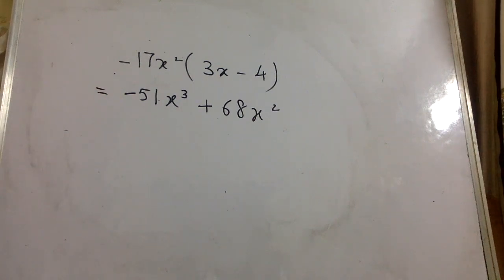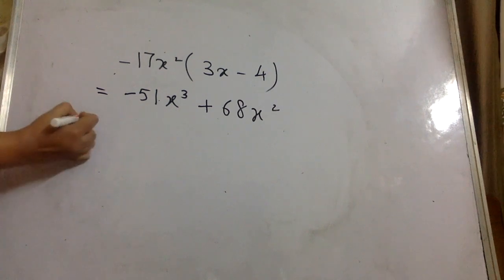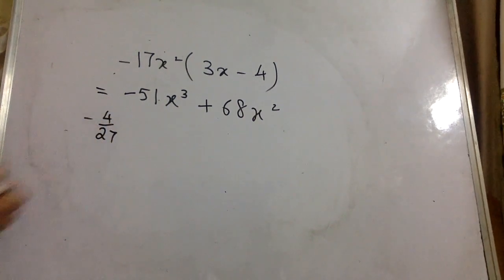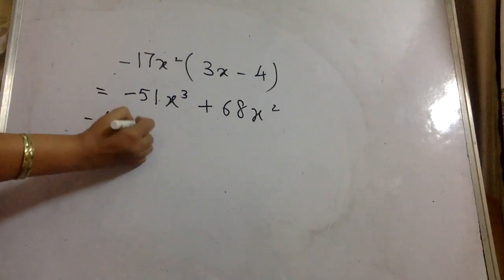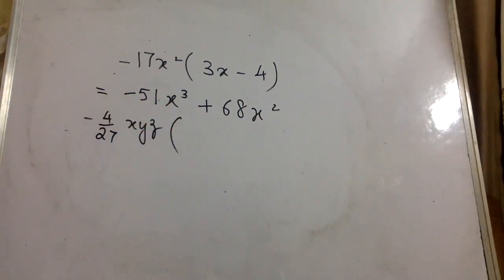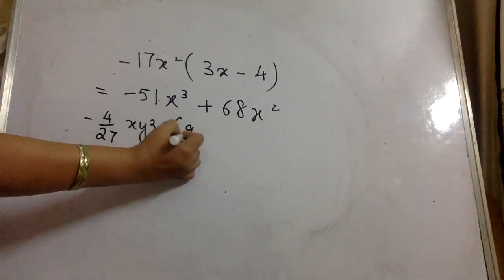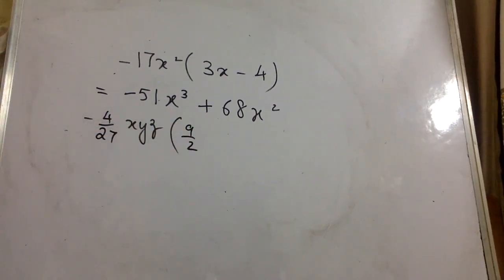Let me take one slightly tough one. Minus 4 by 27 and 9 by 2 x square yz. Now, the moment you all see these sums, you all get very scared. There is nothing to get scared about. Minus 4 by 27 and xyz.